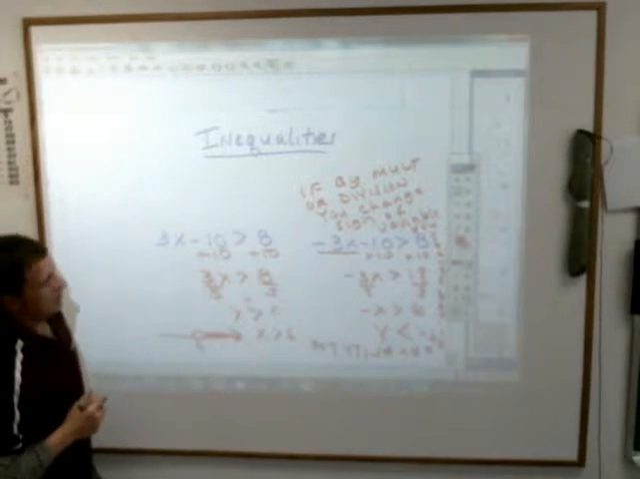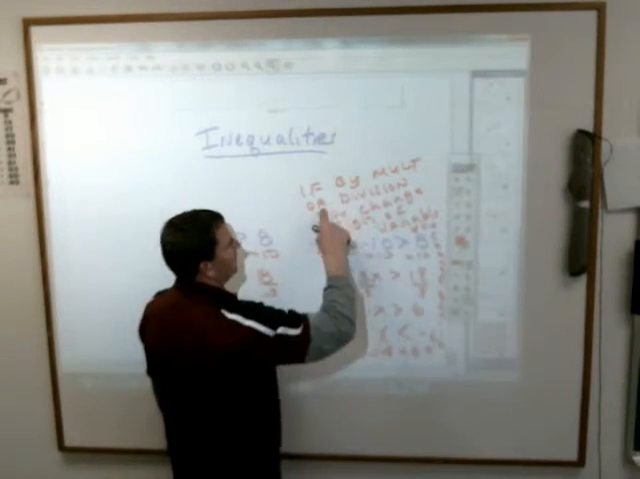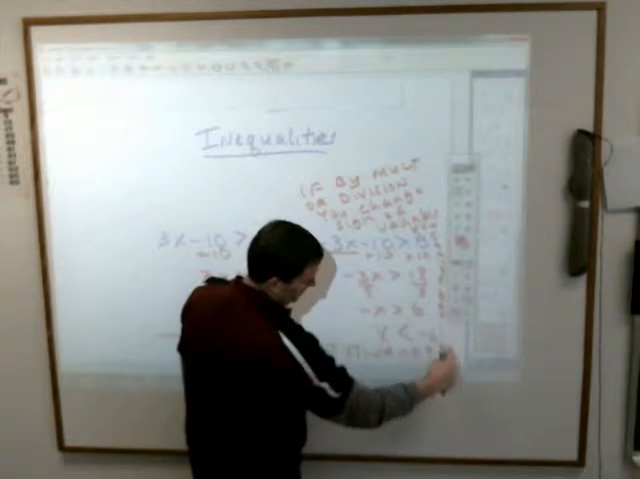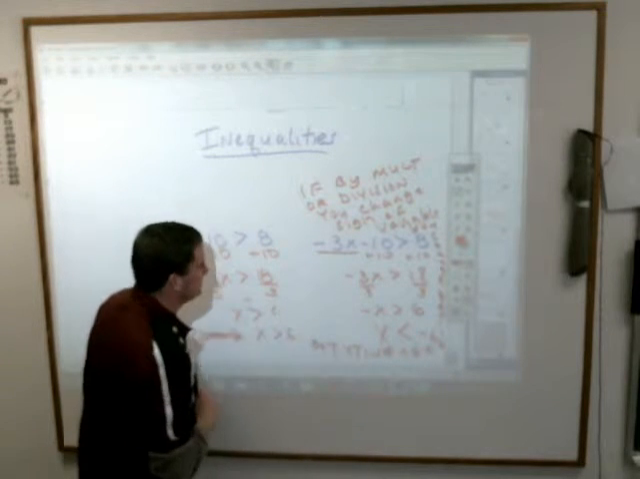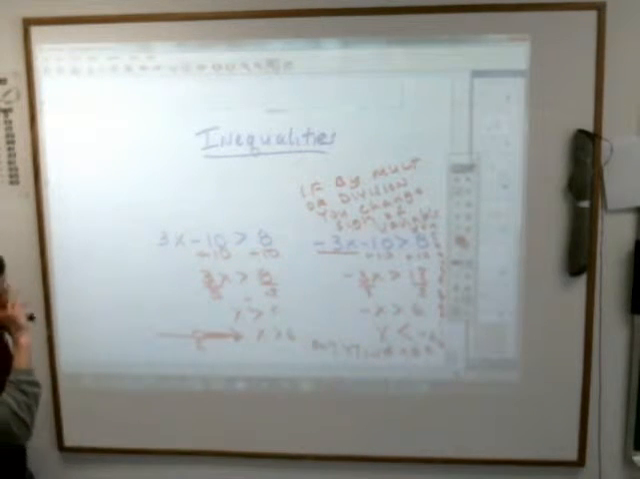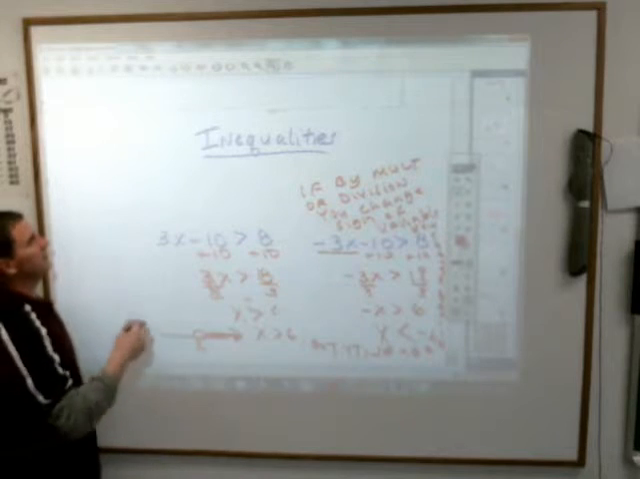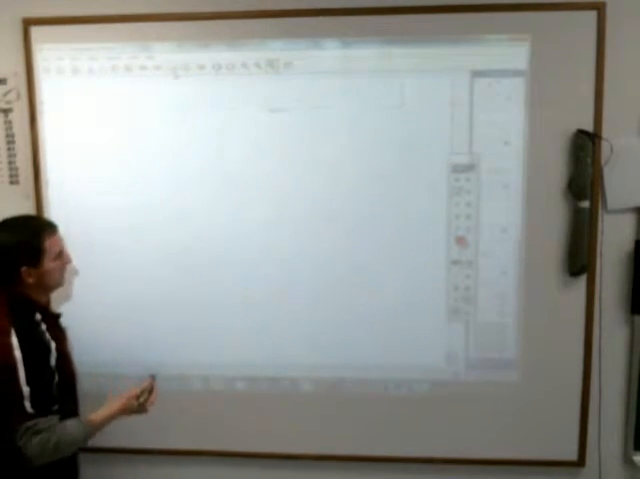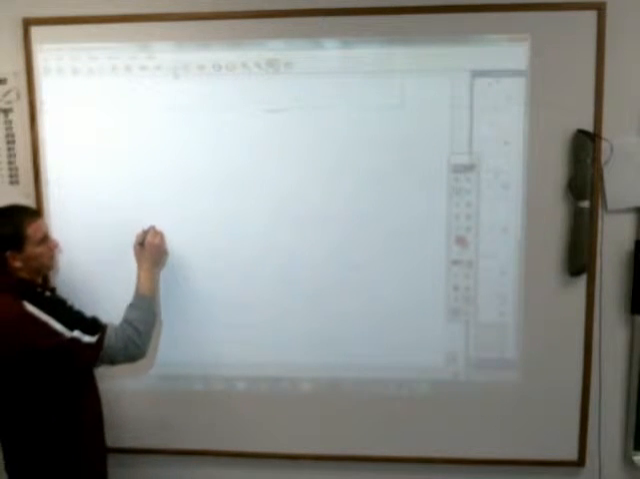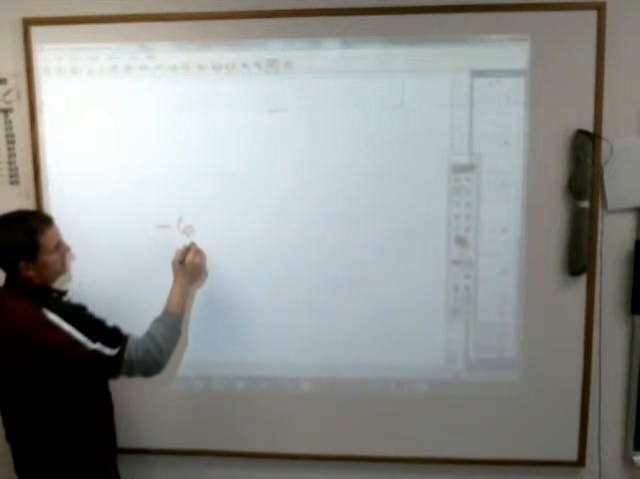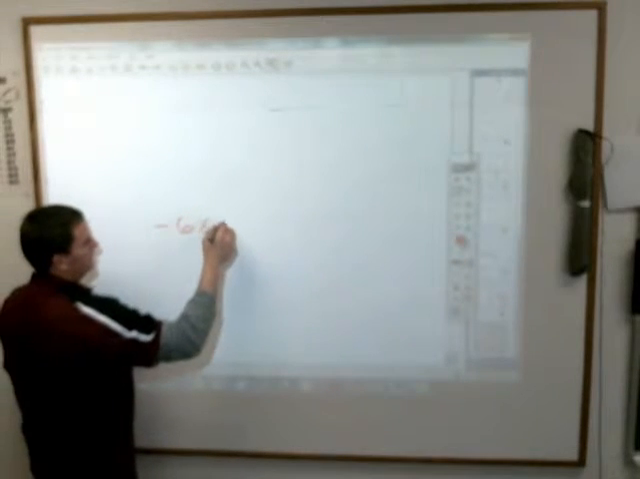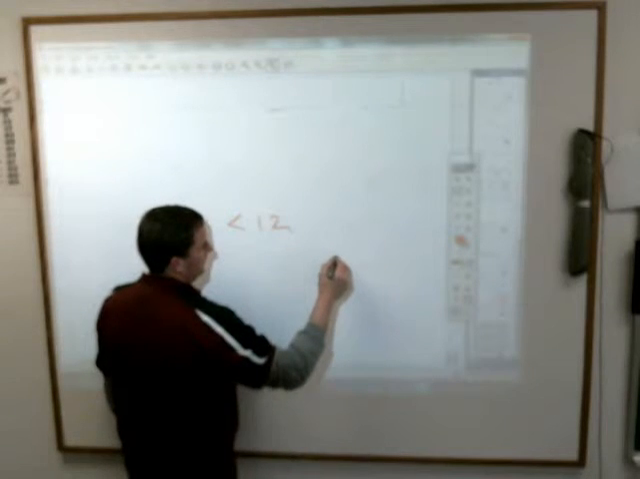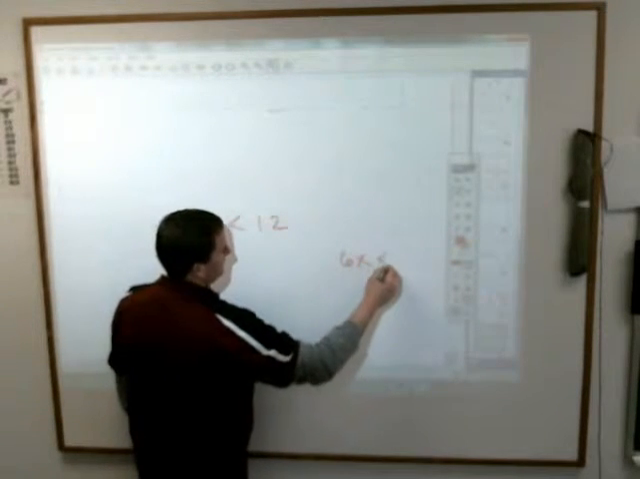What is the rule? If by multiplication or division you change the sign of the variable, you change the inequality too. Again, this is best shown not so much by words, but by actually doing the problem. Let me do a couple of them here. If you have negative 6x is less than 12, or if I have 6x is less than 12.